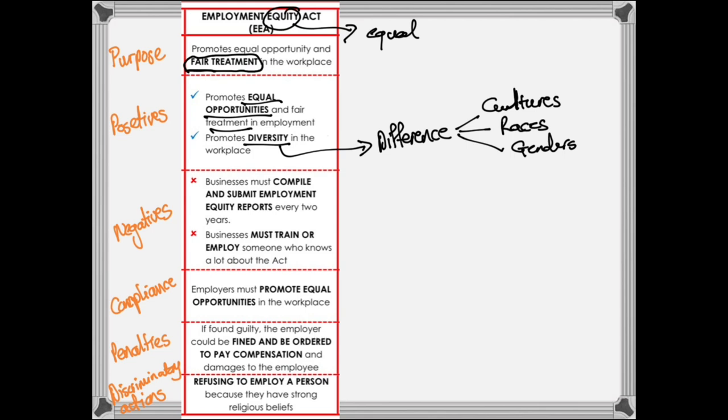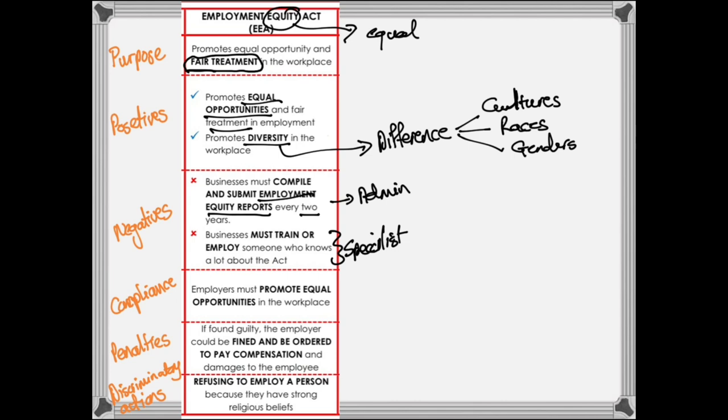So the negative impact when it comes to employment equity is you need to submit employment equity reports every 2 years. So there is administration with regards to this particular act. And then also businesses must train or employ someone that knows a lot about the act. So they need to employ a specialist to implement this act specifically and focus on how they can work with equal treatment in the business.